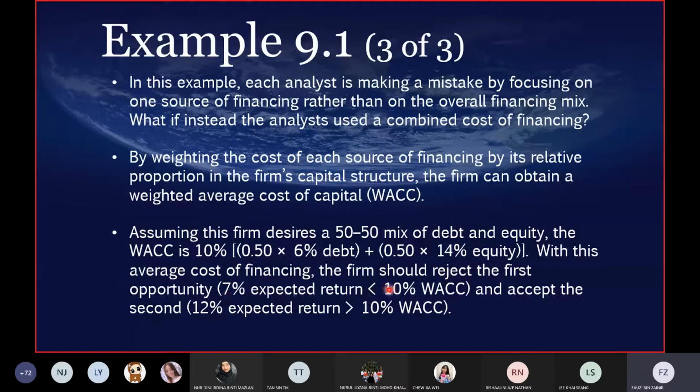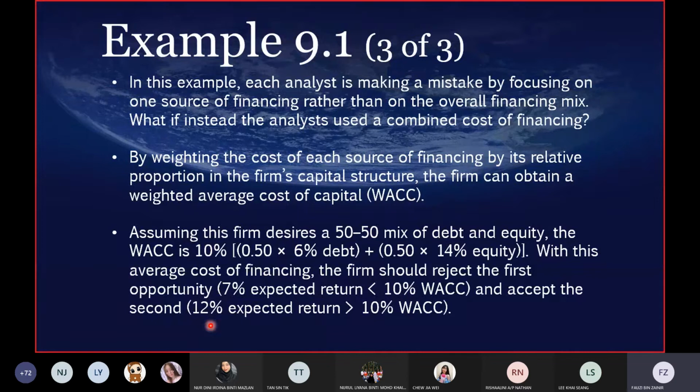Therefore, it should accept the latter one, which gives a return of 12%, which is higher than the 10%. So you can see that you need to use a more holistic approach rather than a piecemeal approach where you say, okay, this is the source of financing that we have, you go for debt first and then only equity. You don't look at the overall.